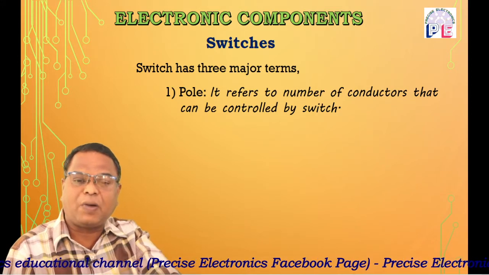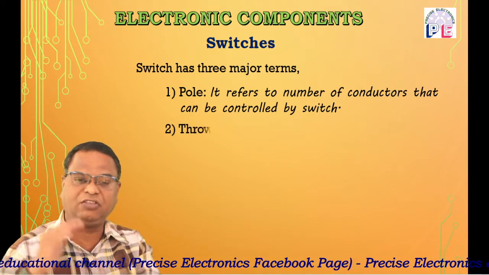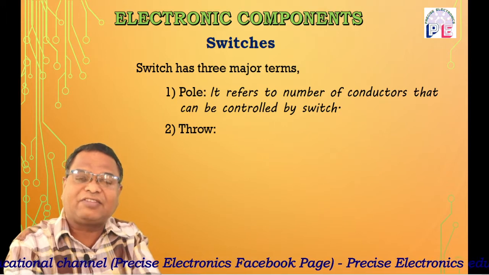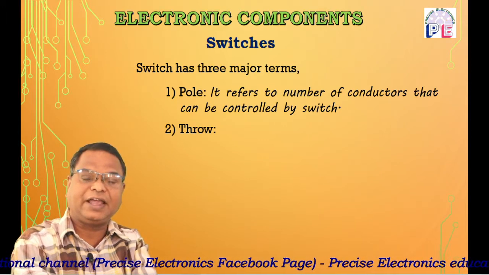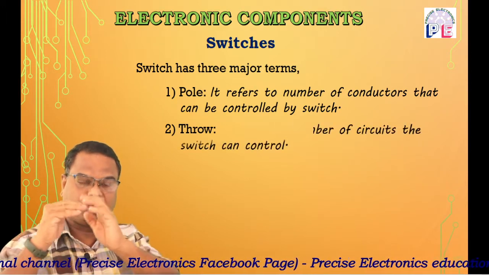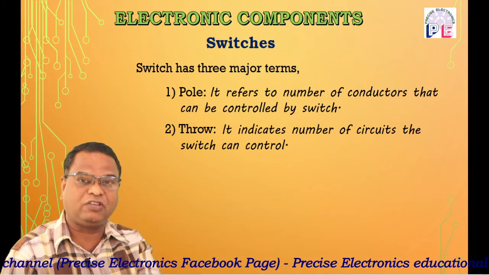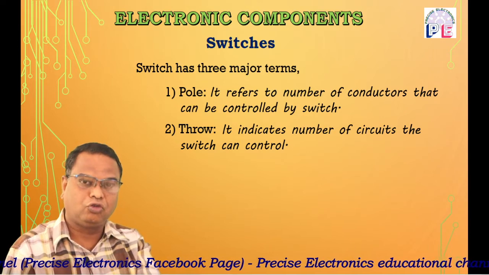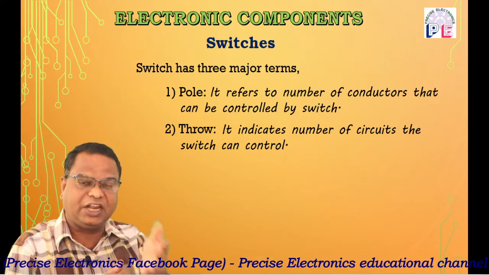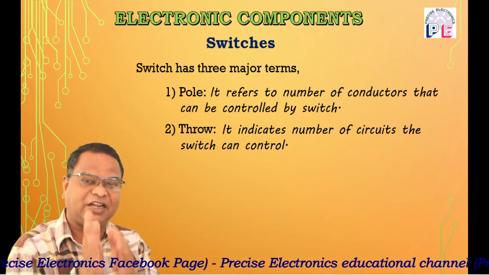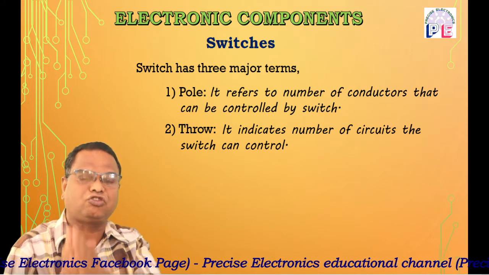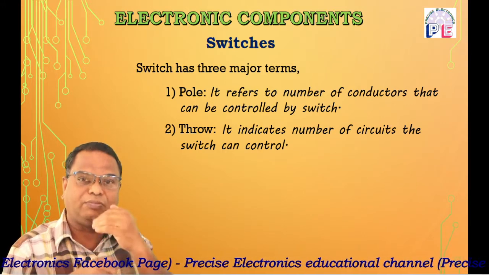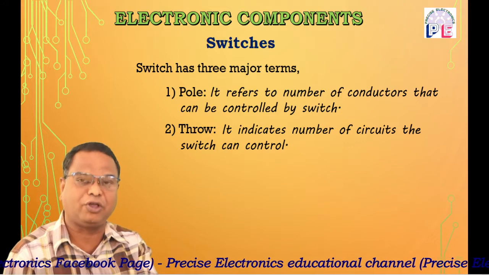The next term is the throw. It indicates the number of circuits that can be controlled. The number of devices connected to this switch that can be controlled is determined by the throw. So if there are 2 devices, 3 devices, or many devices, they can be controlled using the throw. The more throws, the more devices can be controlled.